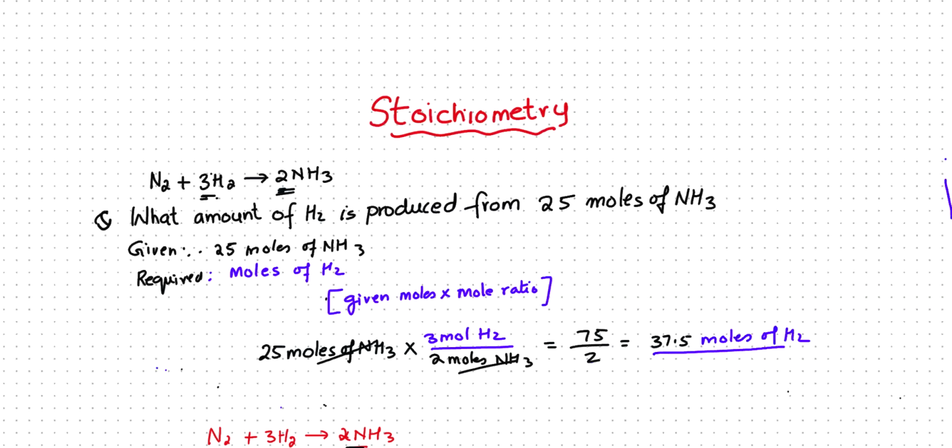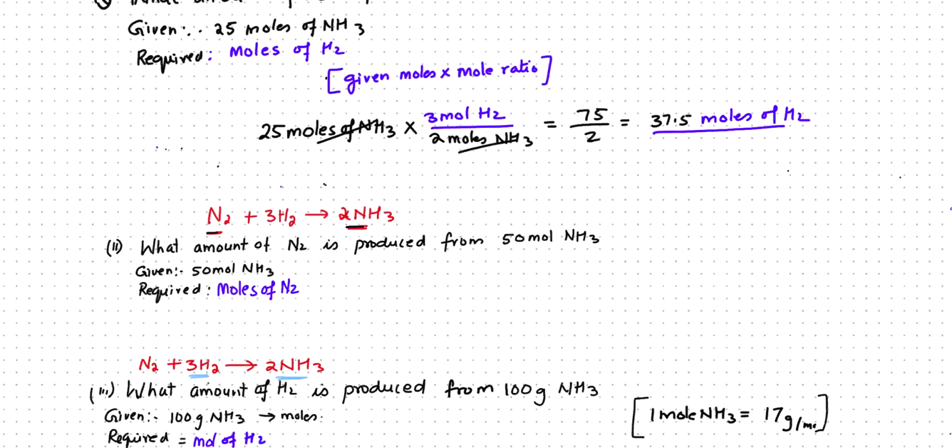Okay. So one more example we'll do, similar. What amount of nitrogen is produced from 50 moles of ammonia? So now the mole ratio is between nitrogen and ammonia. So given amount is 50 moles of ammonia. Required is moles of nitrogen. So first we write the given amount, that is 50 moles of ammonia times mole ratio.